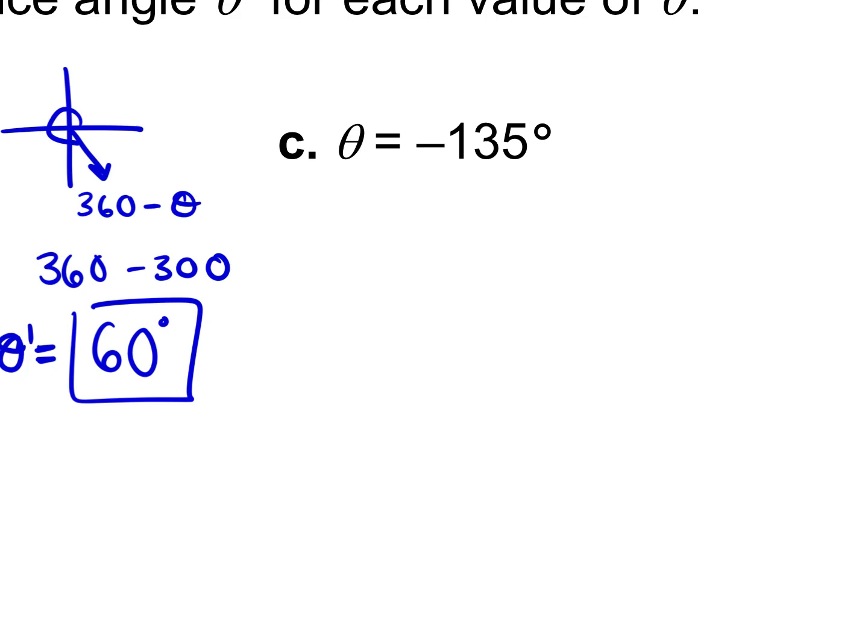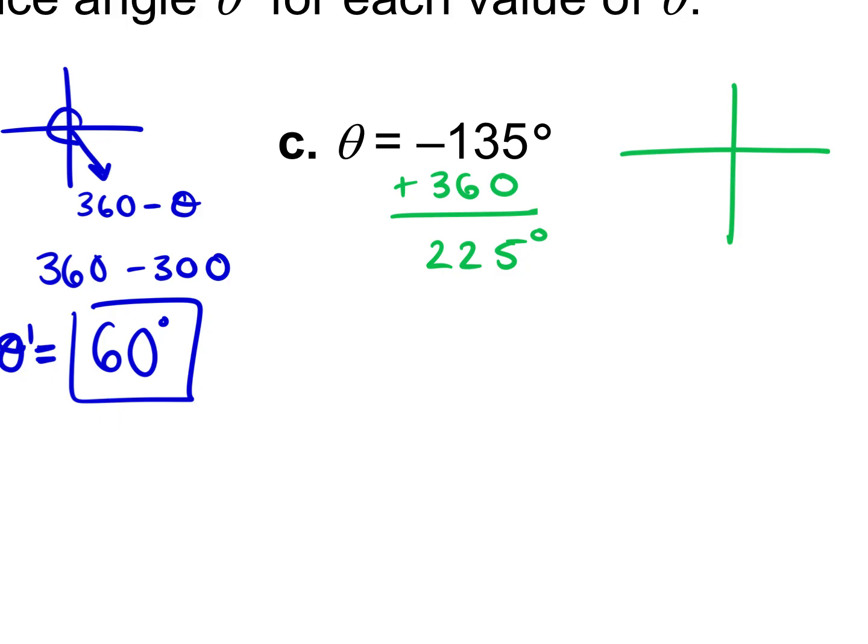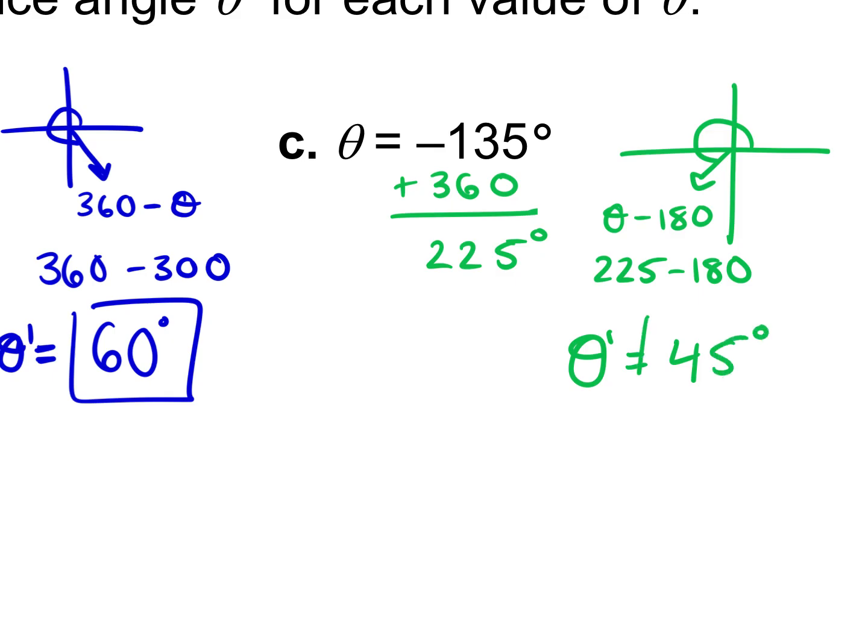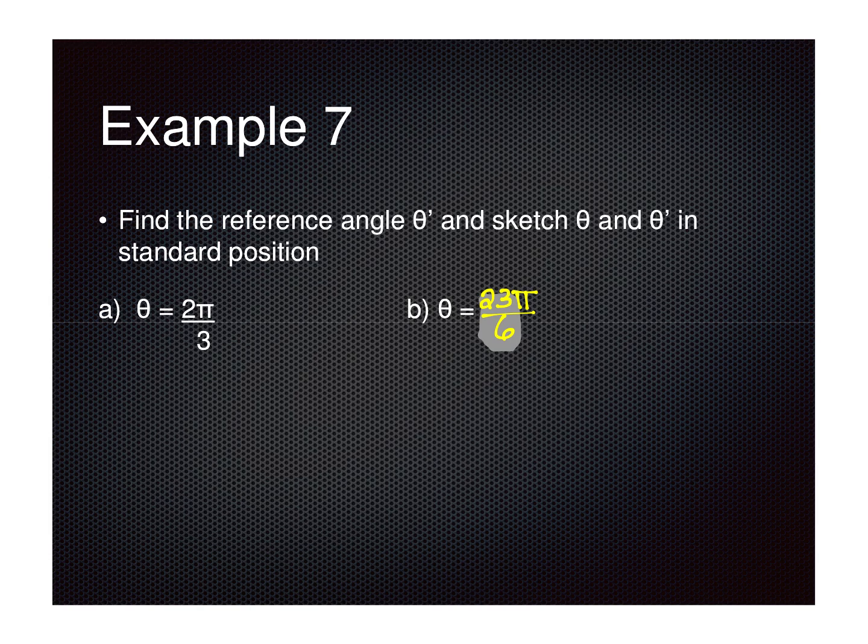Add 360. We want to find a coterminal angle to this first. So I'm going to add 360. What do we get when we add 360? 225. Perfect. What quadrant is 225 degrees in? The third quadrant. What formula do we use when we're in the third quadrant? Theta minus 180. So we'd do 225 minus 180. What's 225 minus 180? 45. So our reference angle would be 45 degrees. So again, we're finding the reference angle.